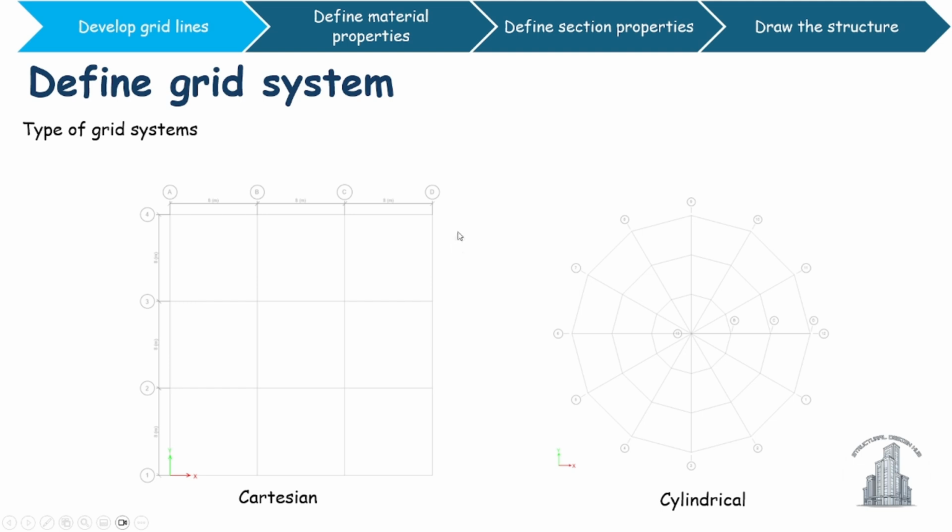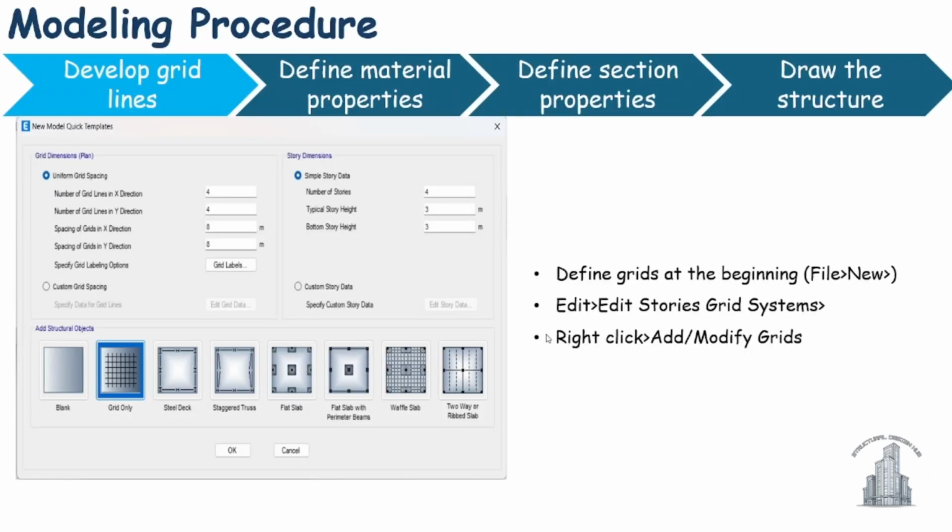However, the grid system of a building can be simple or complex according to the arrangement of the building. Here in ETABS, mainly we can define our grid systems as a Cartesian or cylindrical system. And also we can change the alignments and angle. Let's discuss the procedure to define grid systems in ETABS.